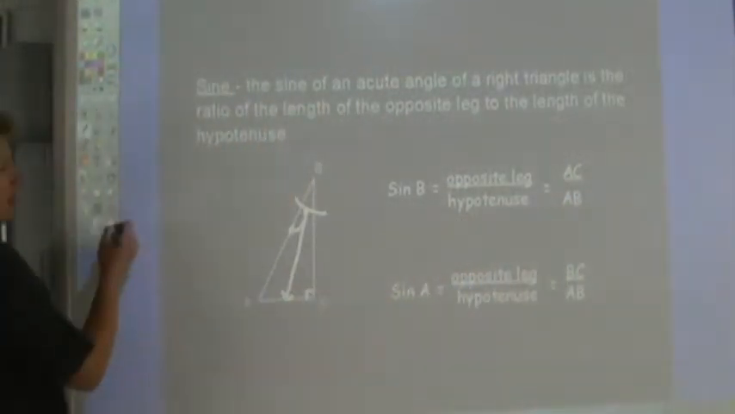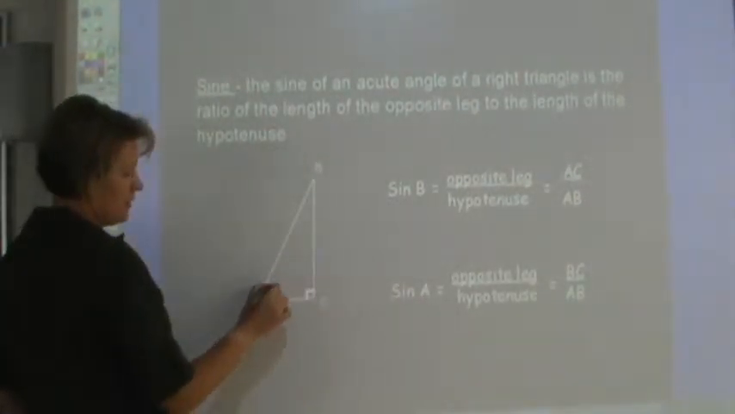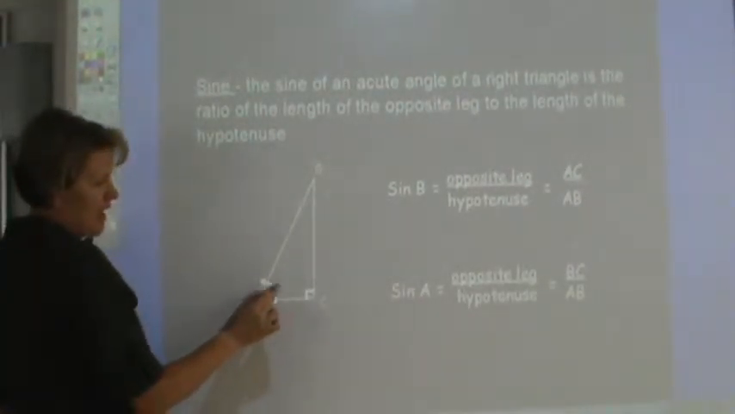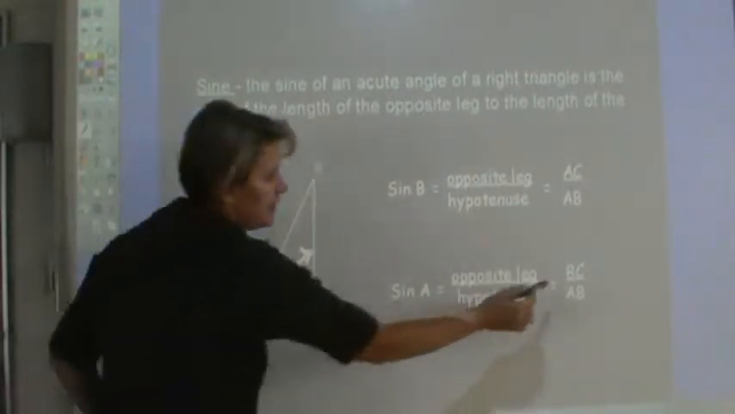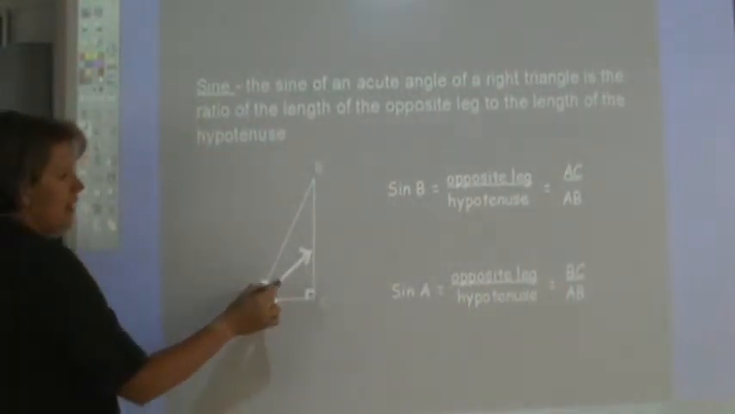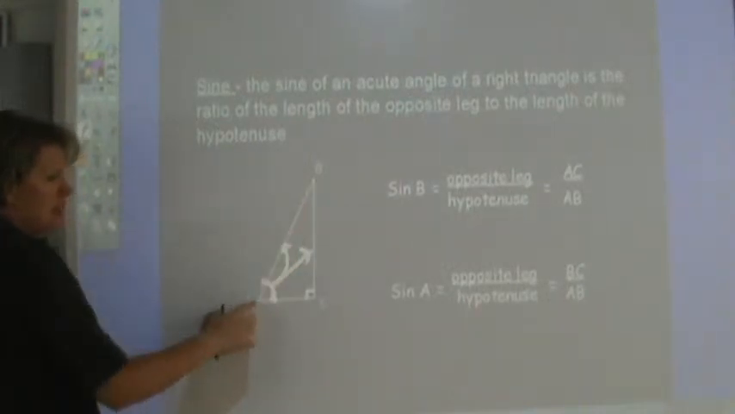If I'm looking from A, sine of A, that means I'm looking from here, so the opposite of A is this one over here, that's BC, which I called it there, and the hypotenuse doesn't change. That's going to be AB.